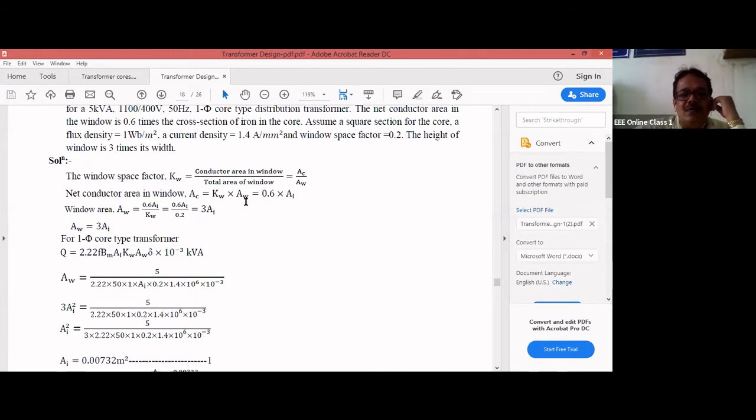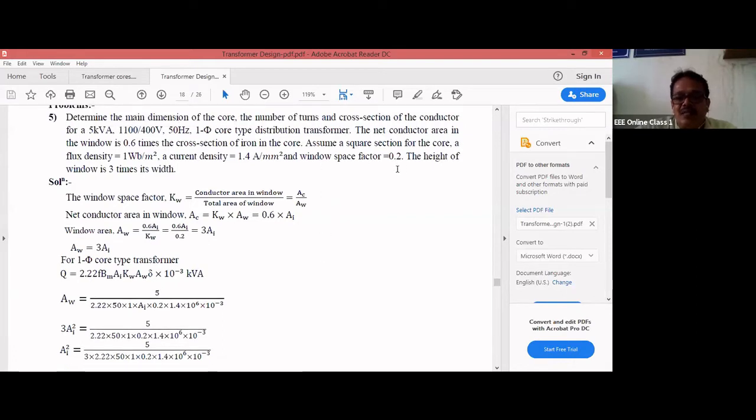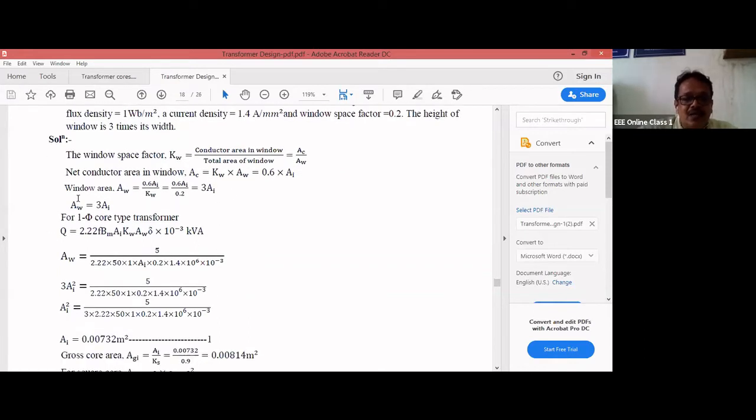From this you can calculate the window area. So AW is equal to 0.6 AI divided by Kw. Kw is the window space factor, and in the problem it is given that the window space factor is equal to 0.2. So 0.6 AI divided by 0.2. What you get is 3 AI. So the window area AW is equal to 3 into AI.